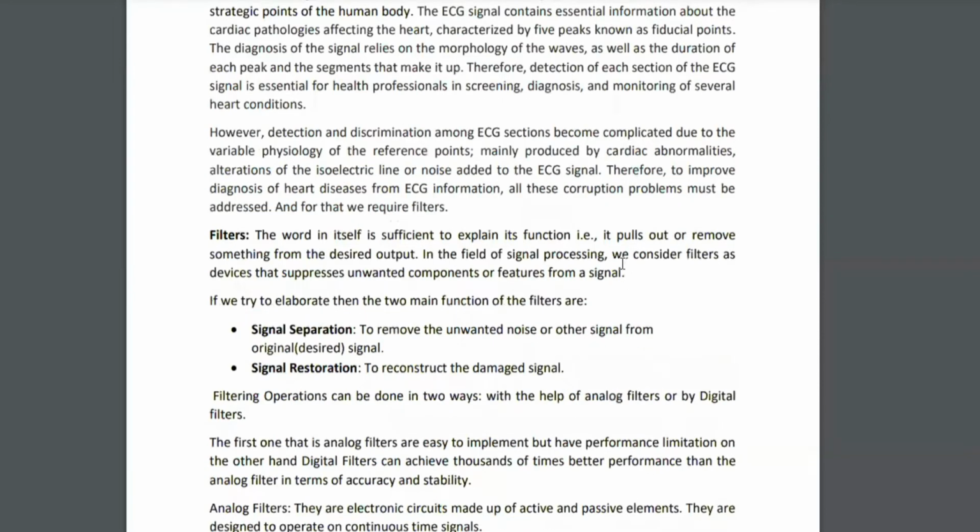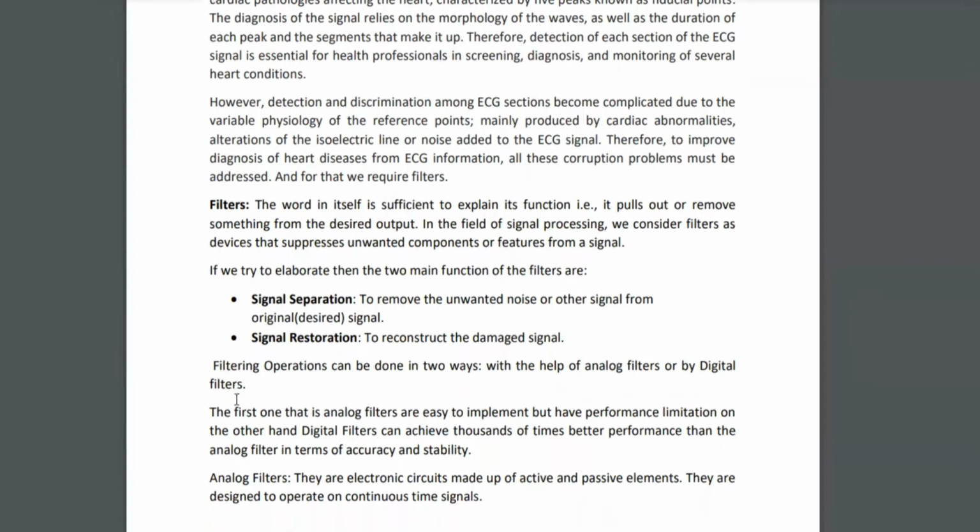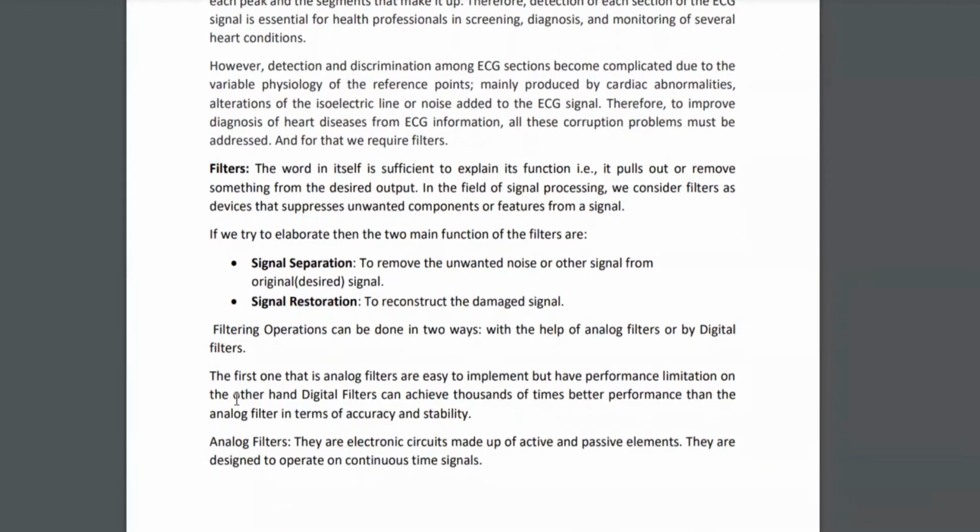Filters. In the field of signal processing, we consider filters as devices that suppress unwanted components or features from a signal. If we try to elaborate, the two main functions of filters are signal separation and signal restoration. Filtering can be done in two ways, with the help of analog filters or digital filters.